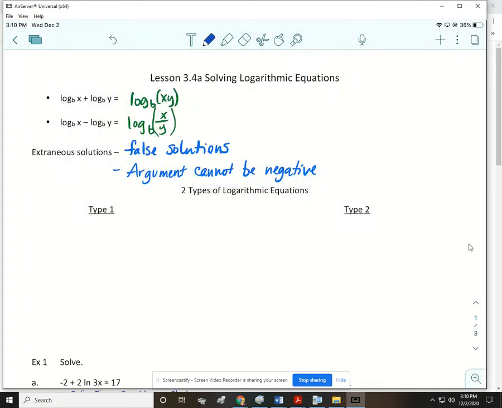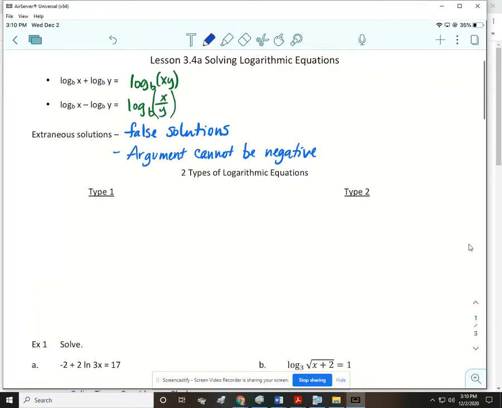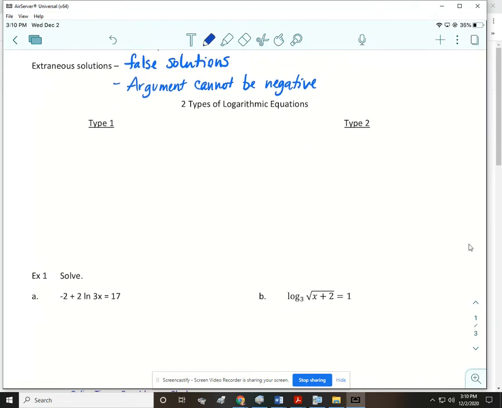Okay, so there are two types of logarithmic equations, and depending on what type it is, that's the process you go through to solve it. Type 1 is when you have log equals a log. When you have log equals log, you're going to drop off the logs and solve. Now, solving it might be a quadratic equation, it might be a linear equation, it might be a radical equation. There are all different types. So dropping out the logs is the first step to solve.